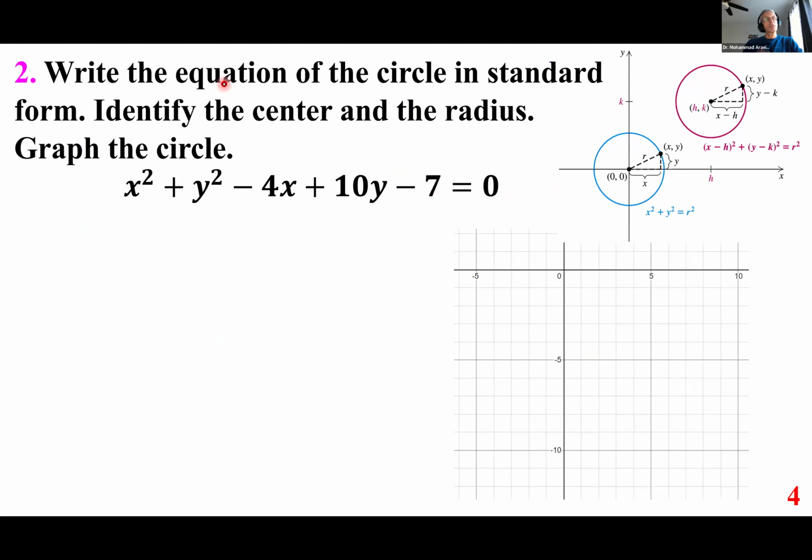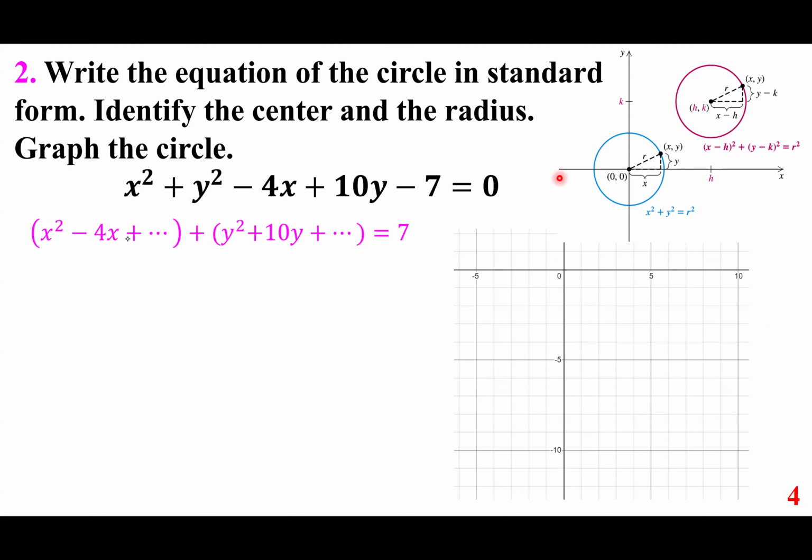Write the equation of a circle in standard form. Identify the center and the radius. Graph the circle x squared plus y squared minus 4x plus 10y minus 7 equal to 0. To do so, we are going to put that in standard form, which means we put the x squared and minus 4x next to each other, y squared and 10y next to each other, move the -7, and complete the square.